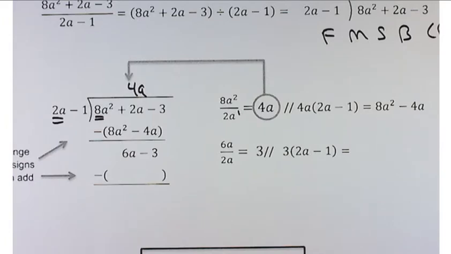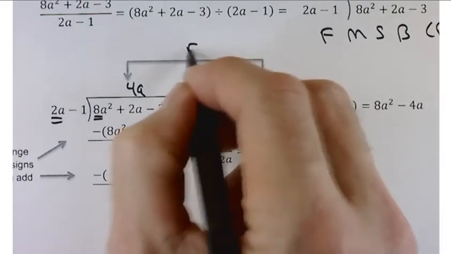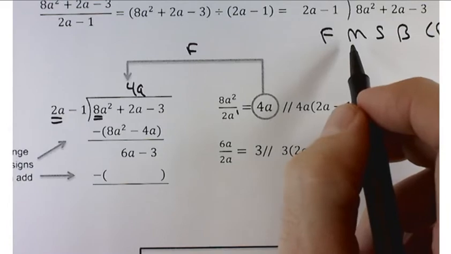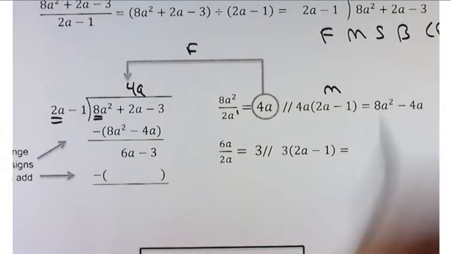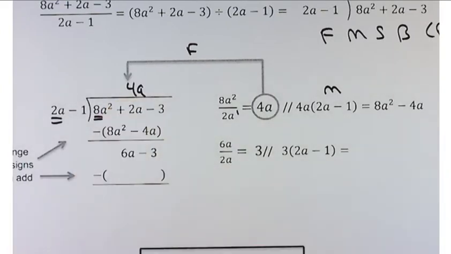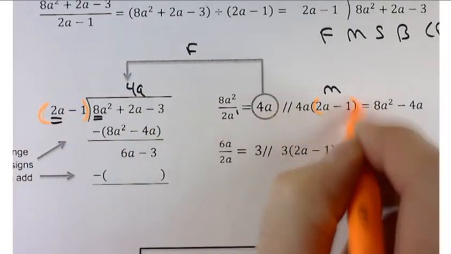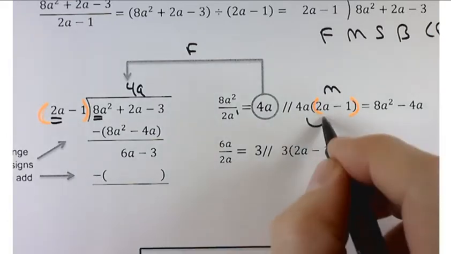All right, so that's your first step, your figure step. So here's the F. The next is the multiply. Father, mother. So here's your multiplication step. You're going to take that 4a and multiply it by this whole term out in front, by 2a minus 1. When I do that, I have to distribute.